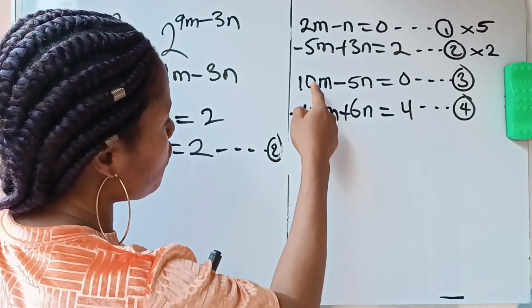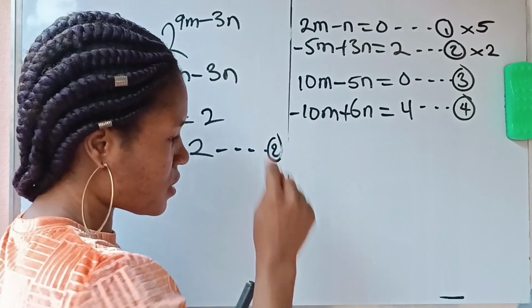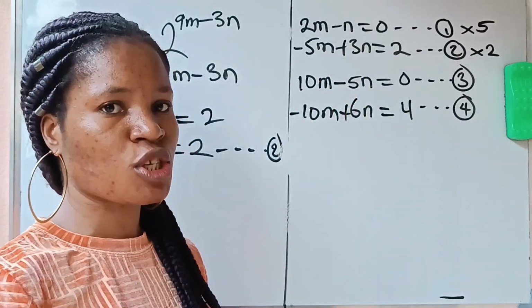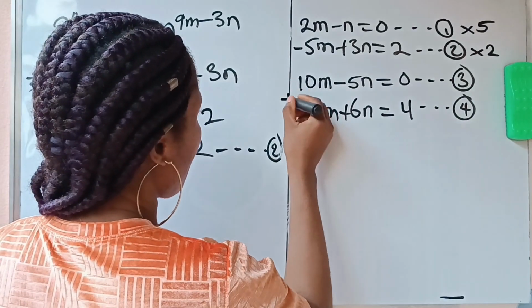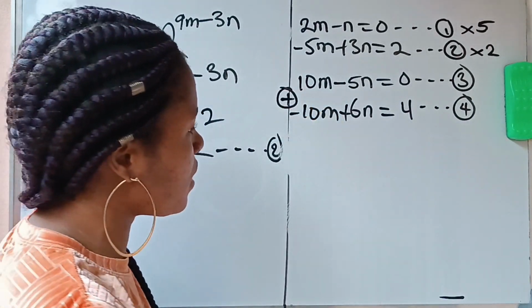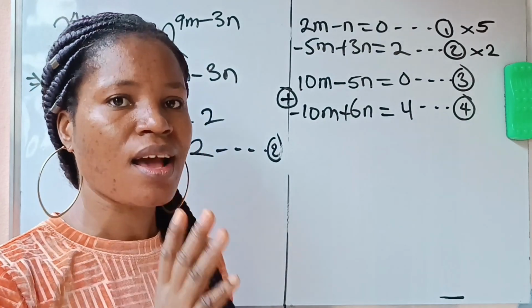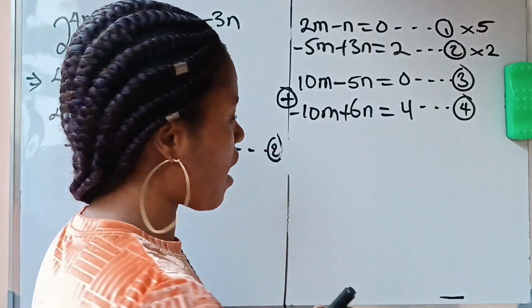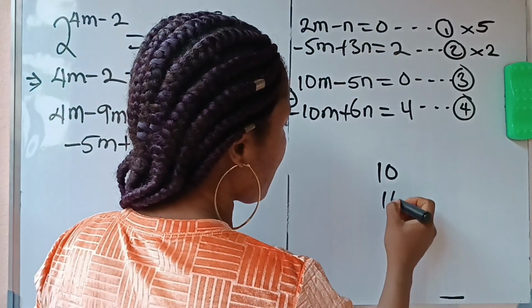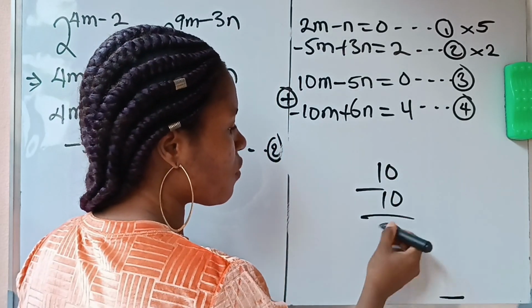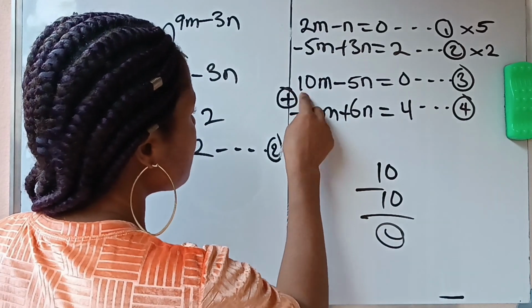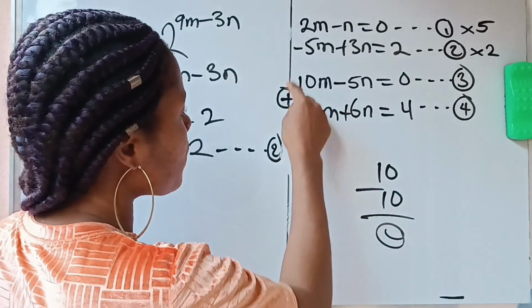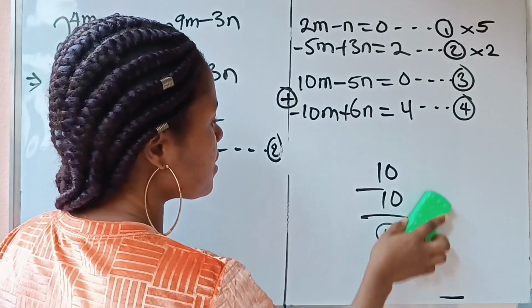Now because we have different signs, this is negative, this is positive, for 2 of them to cancel each other, we are going to add equation 3 and equation 4. Add. But assuming that they are the same sign, let's say 10, 10, you know when you have the same sign, 10 and 10, you subtract. 10 minus 10 will give you 0. Okay? But because they are of different signs, this is positive and this is negative, the only way 2 of them will cancel out is if you add them.